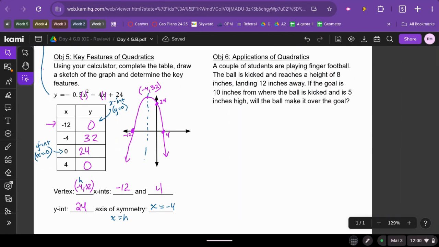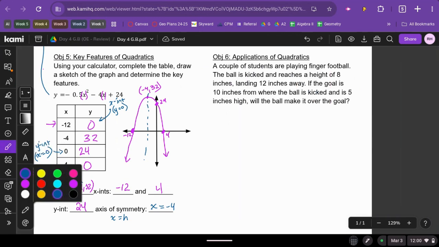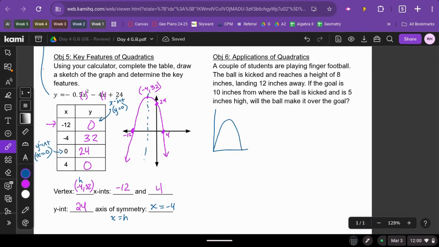So for applications, you always start with a graph of a quadratic equation. And I like to start at the origin because it makes life a little bit easier. So when I'm starting at the origin, we're told that the ball is kicked and reaches a height of 8. So that means that the very highest point is at 8. So this is your height. And then it lands 12 inches away. So this is how far it lands. So it's going 8 to 12.